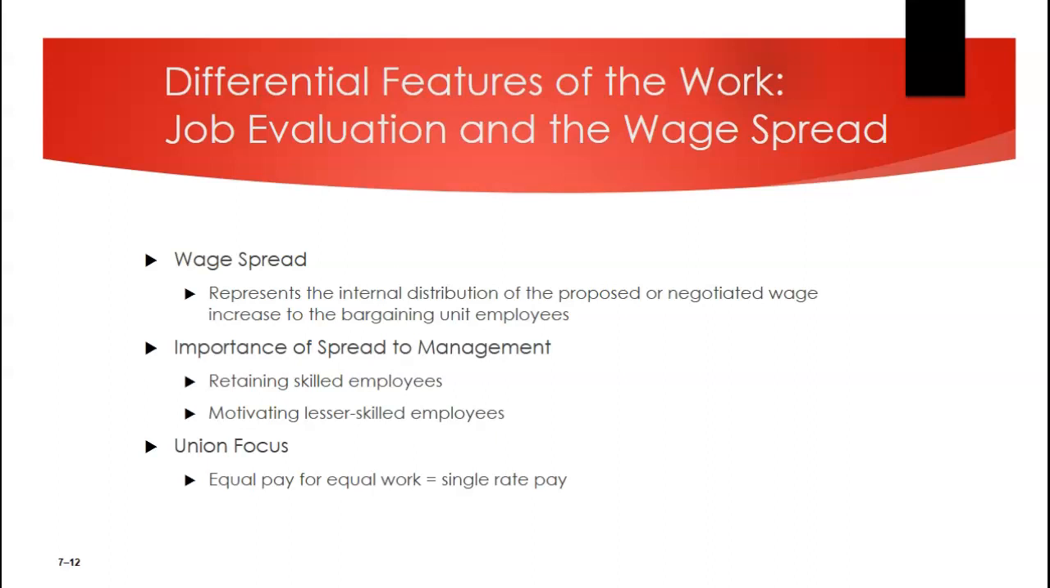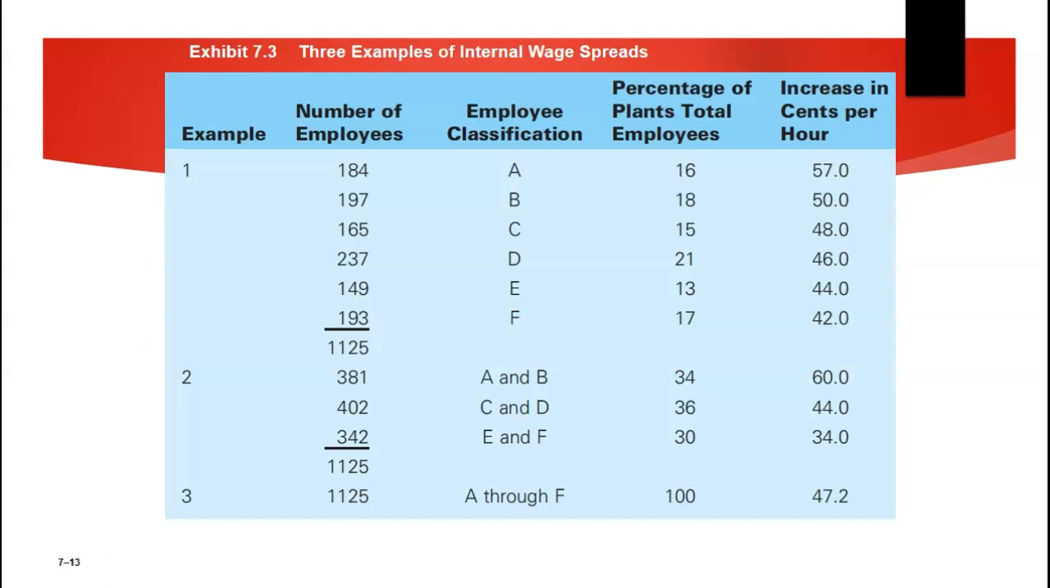That's not to say somebody can't make more money based on union philosophy. Unions are probably going to push for greater amounts of equality than employers are. Employers like price dispersion, wage differential, so that they can actually pay less skilled employees less. So here's an example of how you might have classifications and spreads, for example.